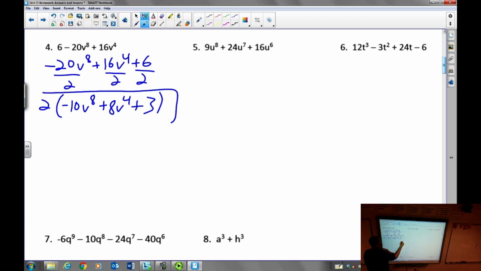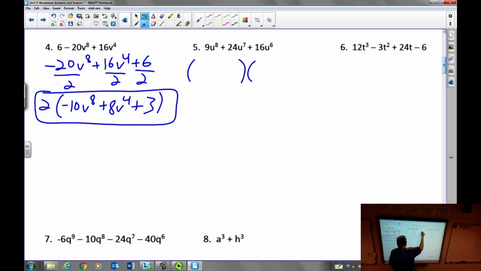So that's just your answer for number 4. Number 5 is a special factoring. Special because it has 2 perfect squares in it, right? 9 is a perfect square and 16 is a perfect square. First, however, we do need to pull out the GCF. Always remember to do that.